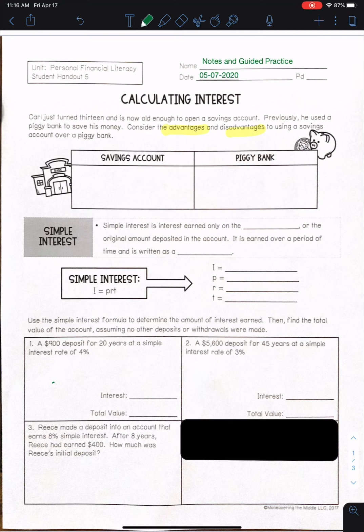So the positive of having a savings account is that you earn interest, which means basically the bank pays you to keep your money with them. So you're earning a little bit of money to keep your money in the savings account. The disadvantage is that it is harder to get your money out.